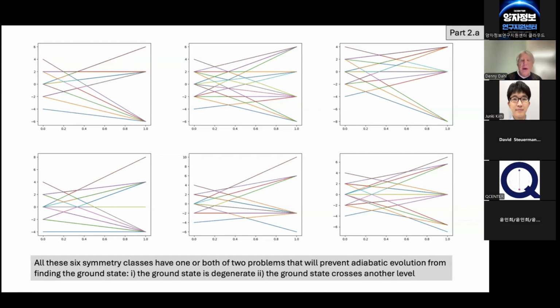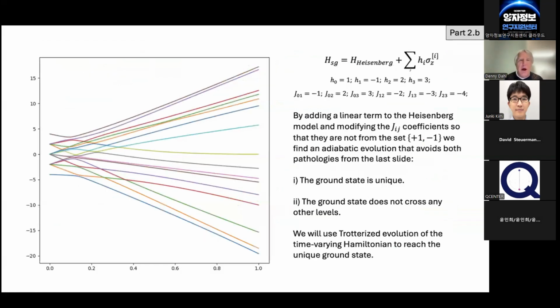Instead, I wanted to perturb our Hamiltonian a little bit so that we remove the crossing. There's a gap here, and the final ground state is unique. To do that, I altered the Jij coefficients in the Heisenberg part of the Hamiltonian. Here you can see the altered Jij coefficients. And then I also included linear terms here, the hi sigma z's, and here are the hi values. So this is the Hamiltonian that we're going to analyze for the rest of part 2 and part 3, okay?